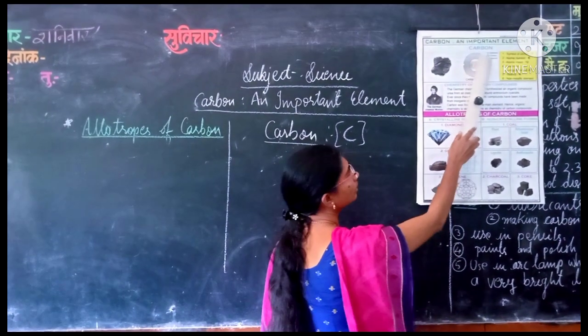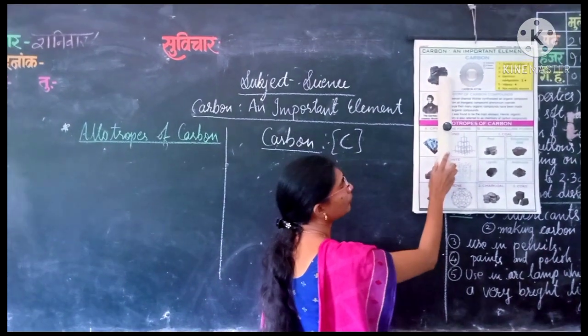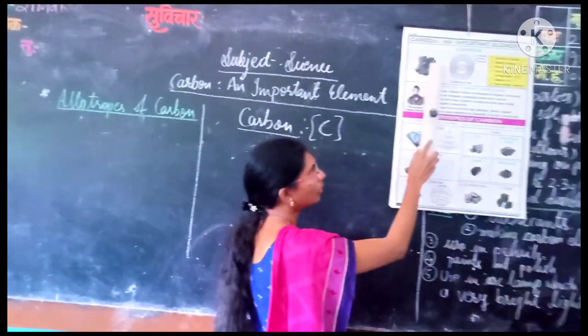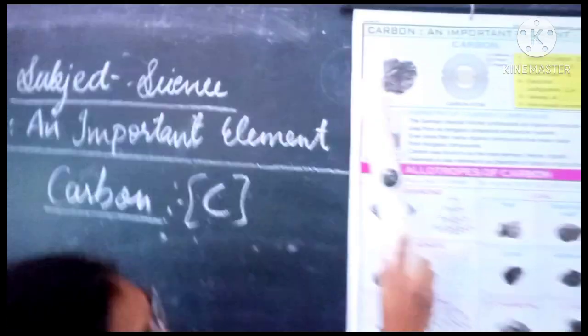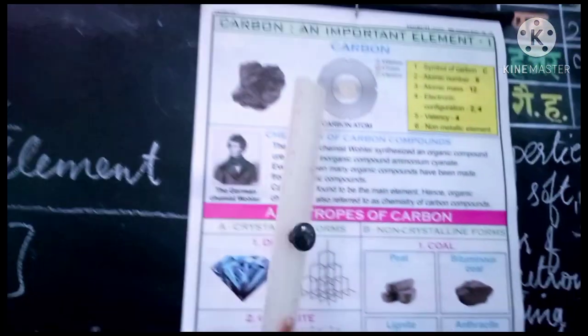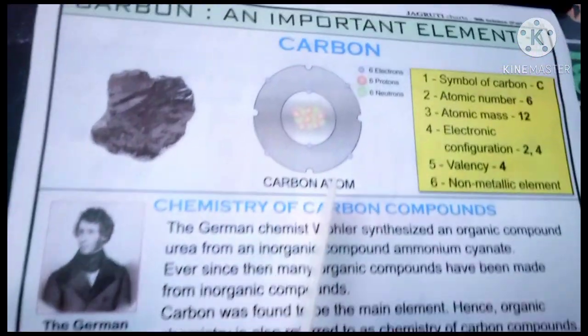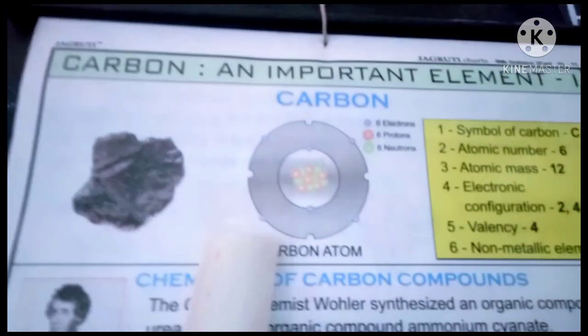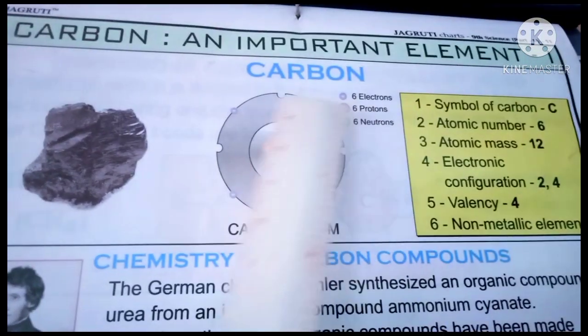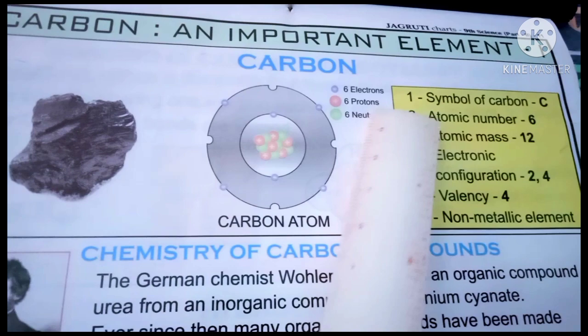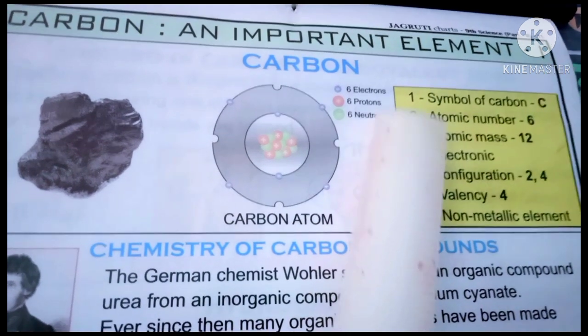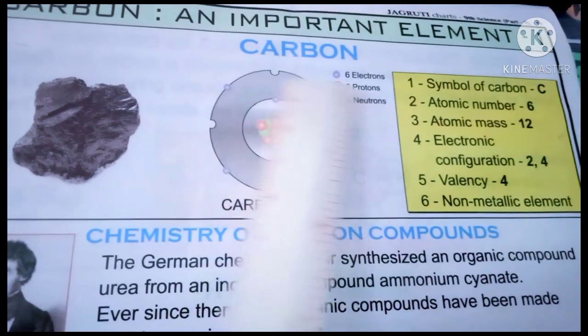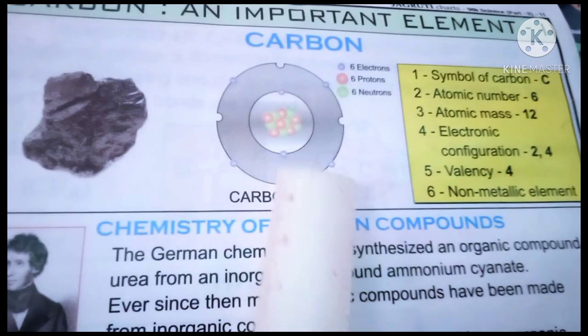Carbon is an element which is present in the form of compounds in living and non-living things. But let's see the structure of carbon. In a carbon atom there are 6 protons and 6 neutrons, and 6 electrons revolve around the nucleus.